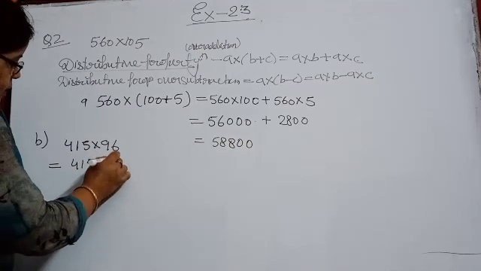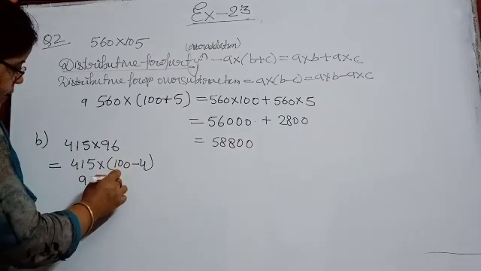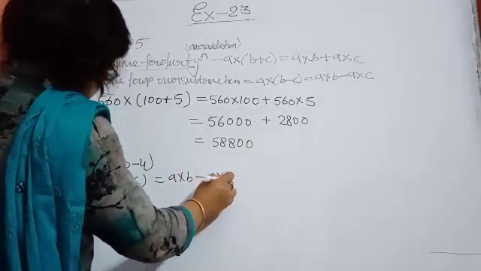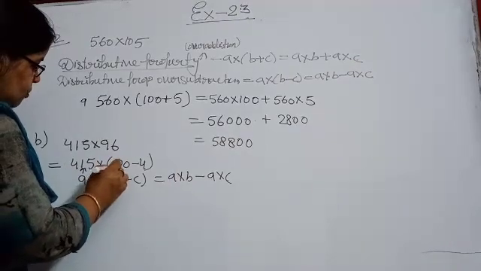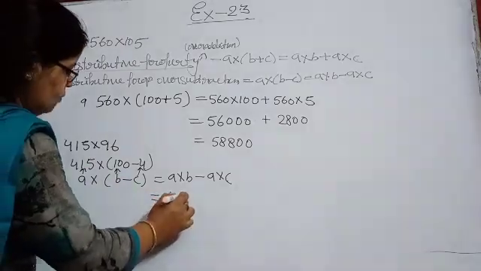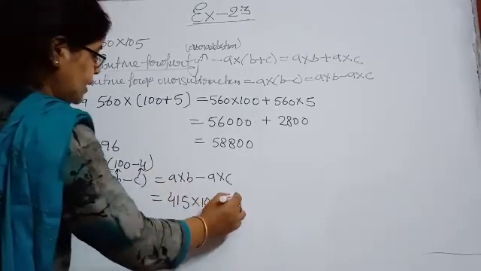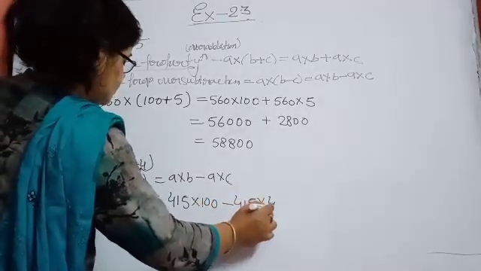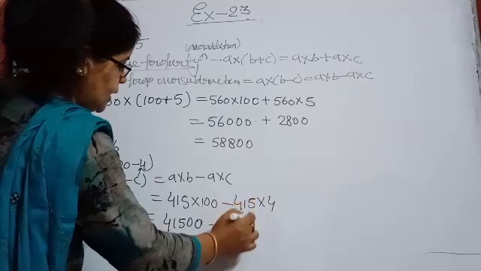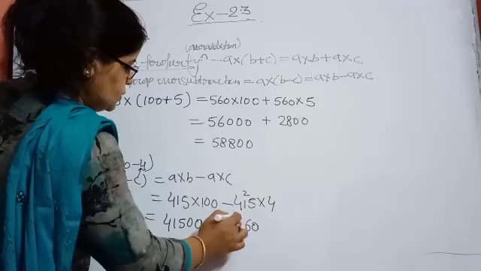How will you write it? 415 into (100 minus 4). Okay, by which property can it be solved? A into (B minus C) is equal to A into B minus A into C. In place of A this is there, in place of B this one is there, and in place of C this. See that now A means 415 into B means 100, minus A again, 415 into C, 4. See that now it will be 41500 minus 415 into 4: 4 fives are 20, 2 carry, 4 ones are 4, plus 2 is 6, 4 fours are 16. So 1660.